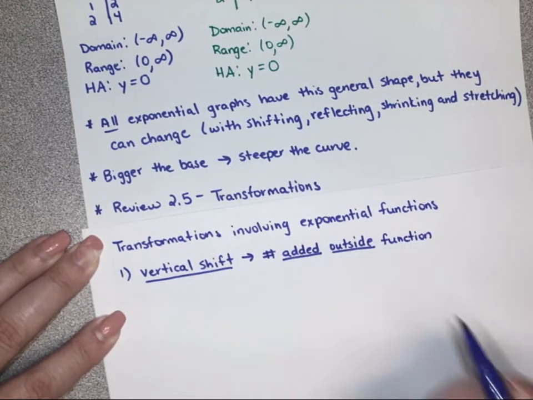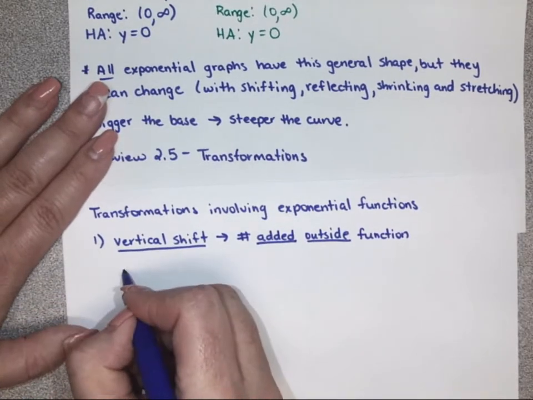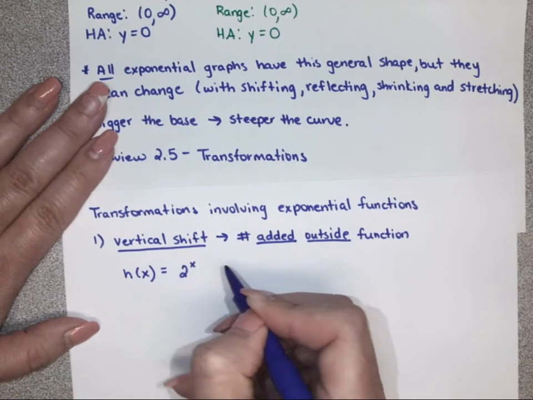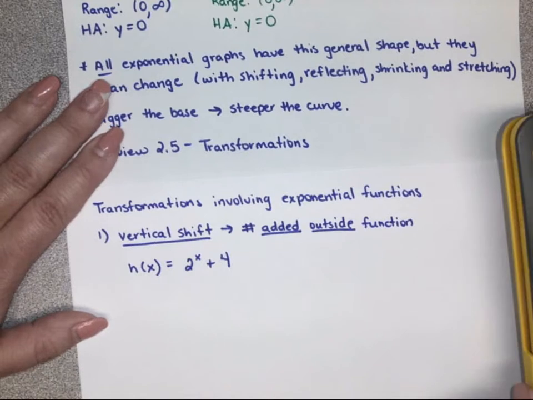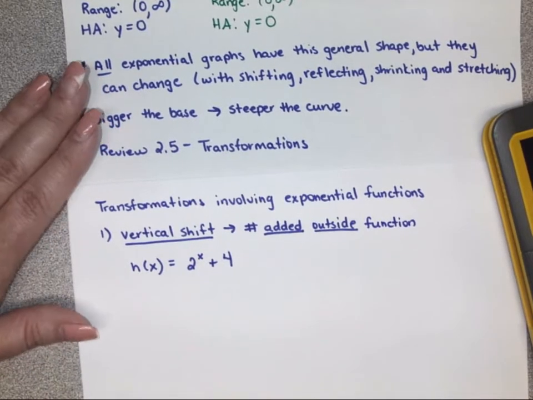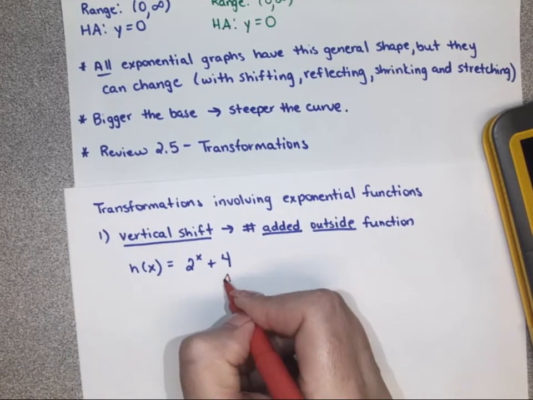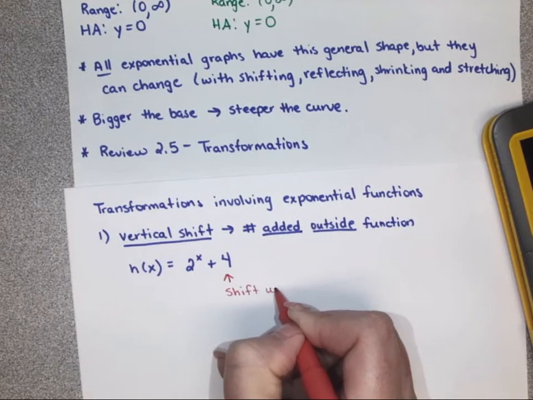So I'm going to underline both of those words. A number is added outside the function. So that might look like this. It might look like 2 to the x power and then plus a 4. Okay, so notice we already graphed what 2 to the x power looks like, right? So it's going to look just like the one that we just did, but what are we going to do because of the plus 4 at the end? We're going to shift it up 4, right? Because it's at the end.